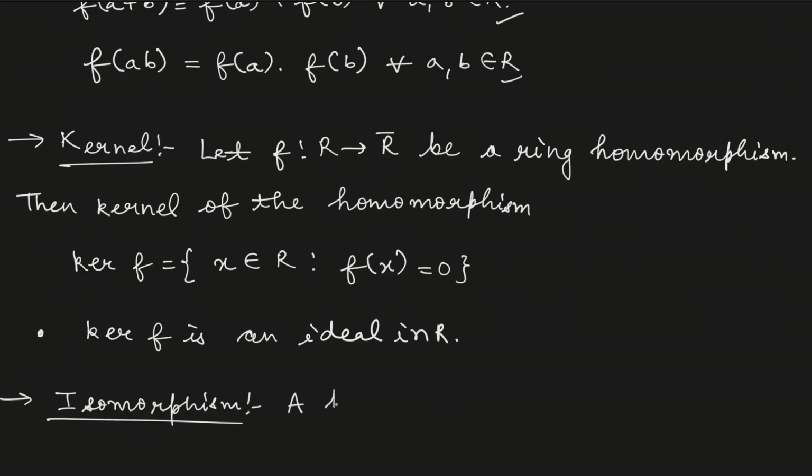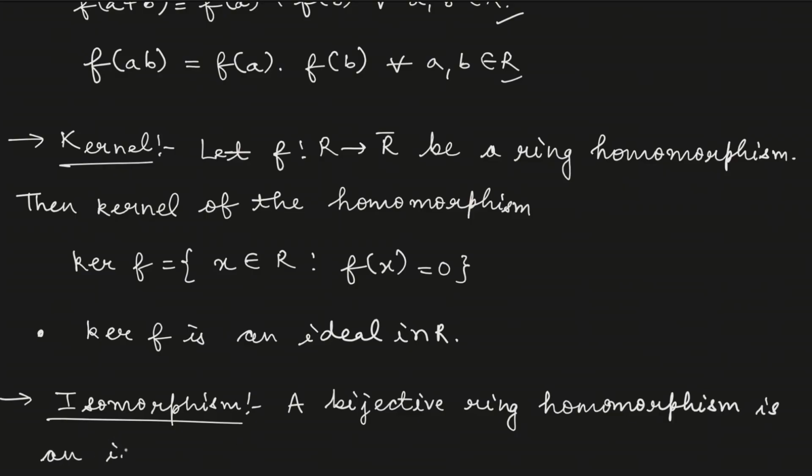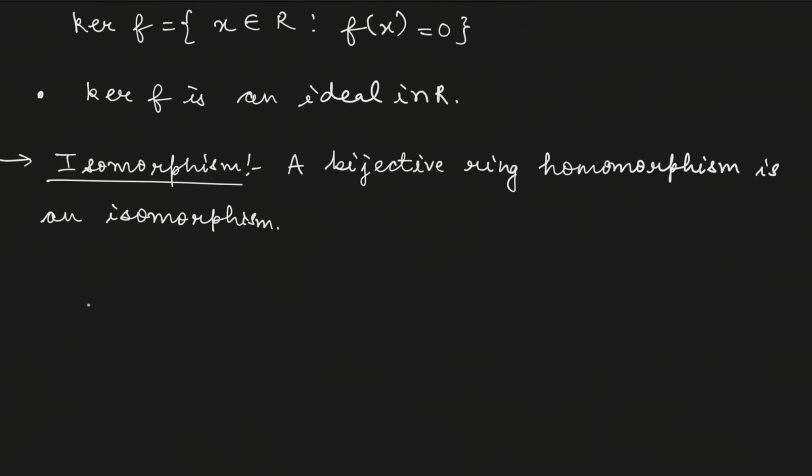A bijective ring homomorphism is an isomorphism. Means one-to-one and onto, and a ring homomorphism is an isomorphism.